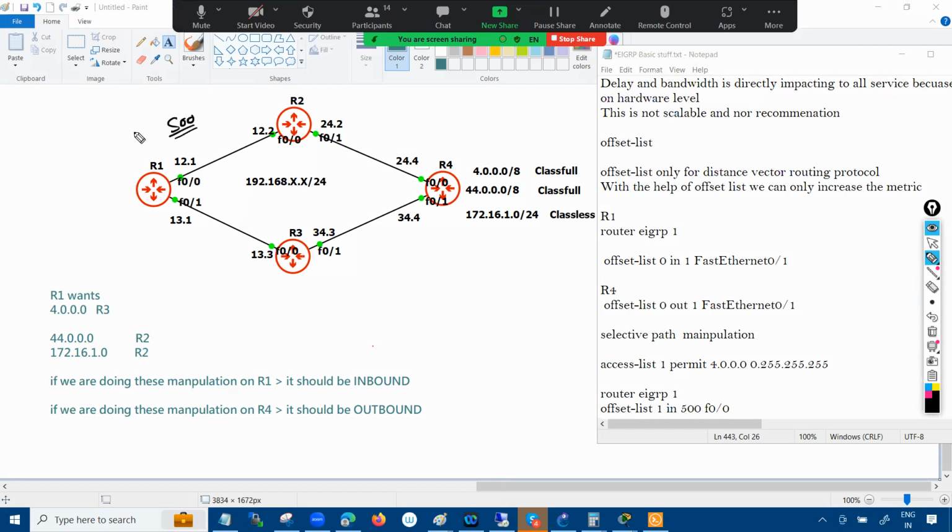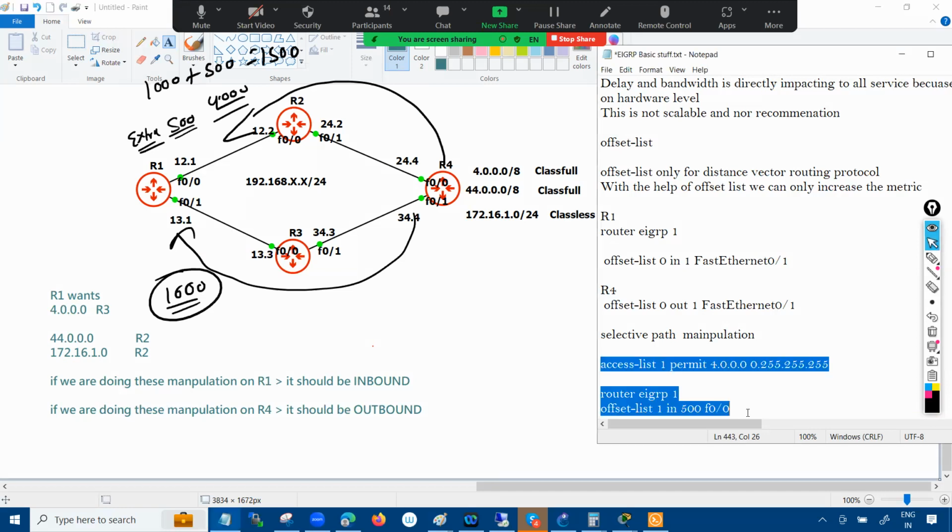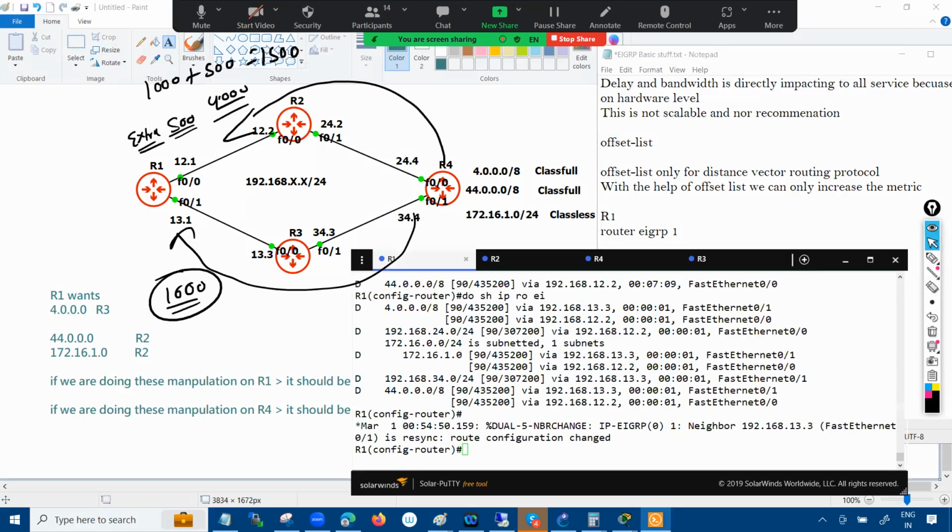Extra values, extra metric I'm adding. For which network? So take example, if the route is coming from this way, then what happened? If the route has a metric of 1000, I'm adding the 500 plus, so it will be 1500 from this side. And from this side, what happens? It's coming like 1000. So which one am I going to pick? 1000, of course, right? Lower metric. That's done. So if I'm going to put this command, then what happened? We are going to achieve it.